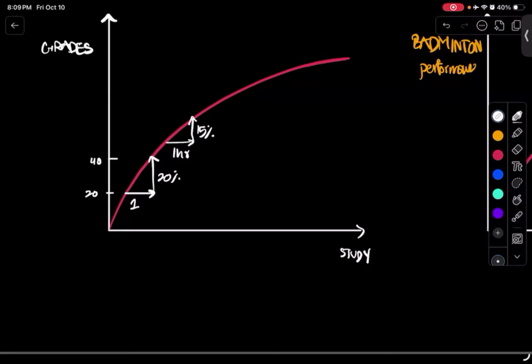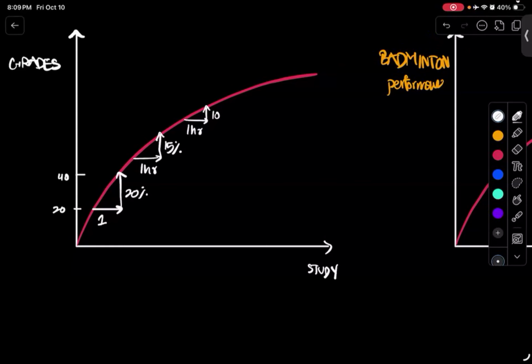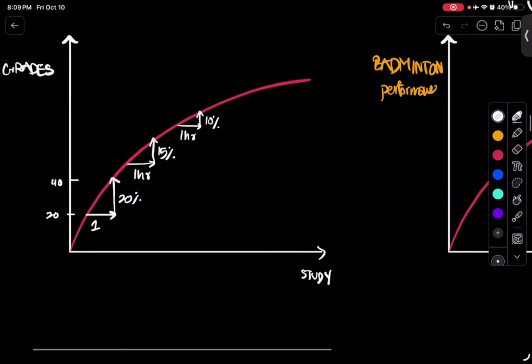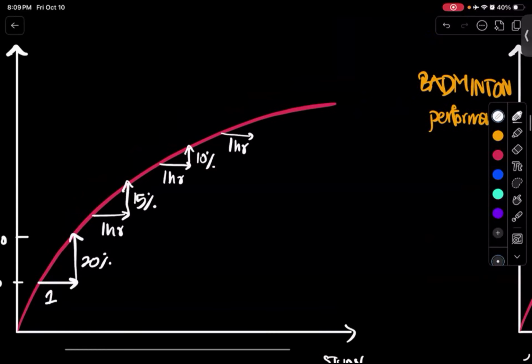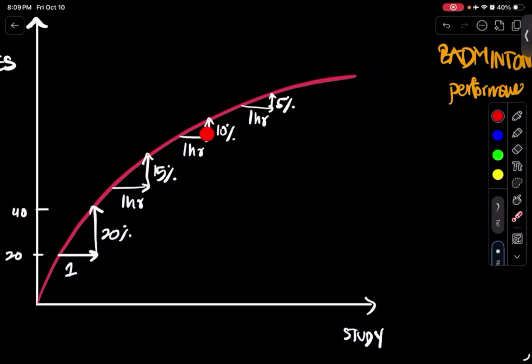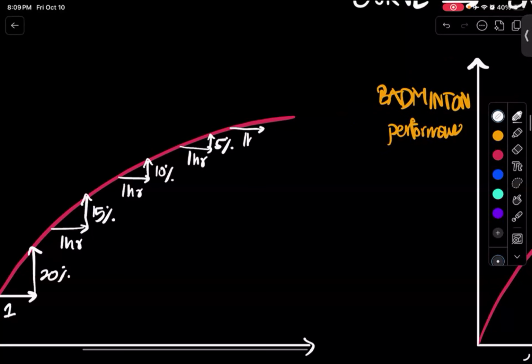Then you increase another hour of studying, but now you see that the extra increase you're getting is even smaller. Let's say now your grade only increases by 10%. Then for the next one hour increase of study time, your grade only increases by 5%. The change in y is getting smaller and smaller. Initially, the change in y was pretty large. But when you're already studying 8 to 9 hours, increasing one more hour will not increase your grade by a lot. It might only increase it by 2%, right? And that keeps on going on and on.